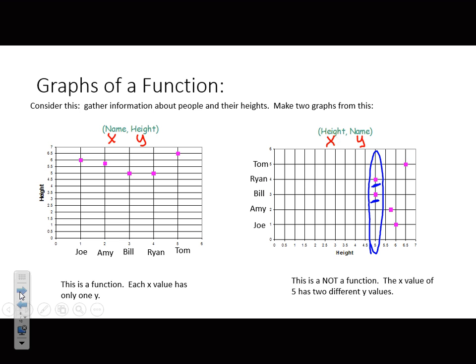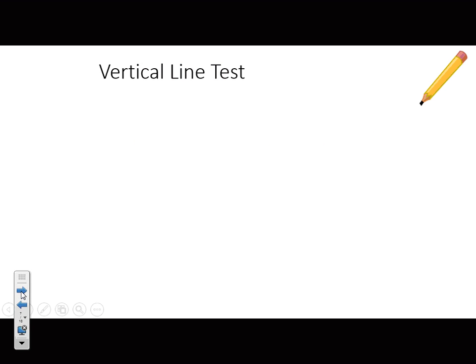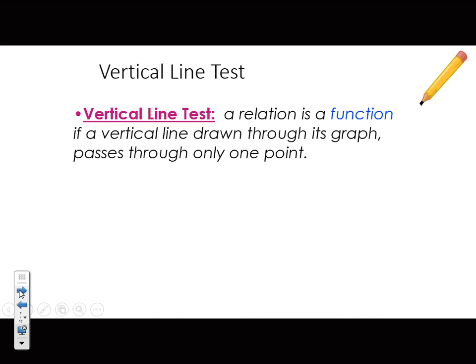Now, when we're looking at graphs, we're going to use this rule. It's called the vertical line test. Most of you have probably used it before, but I still want this to get into your notes, please. The vertical line test: a relation is a function if the vertical line drawn through its graph passes through only one point. That's very, very important. Only one point, okay? And it's a vertical line.